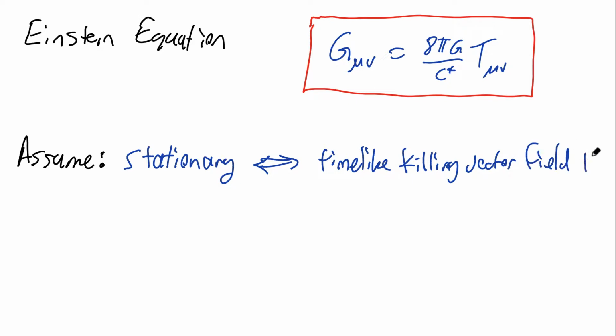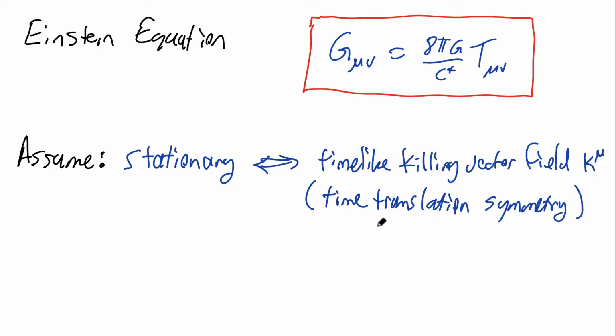So let's call that Killing vector field K. And remember, the existence of a time-like Killing vector field means there's a time translation symmetry. The second assumption is that this Killing vector field K is what's called hypersurface orthogonal.